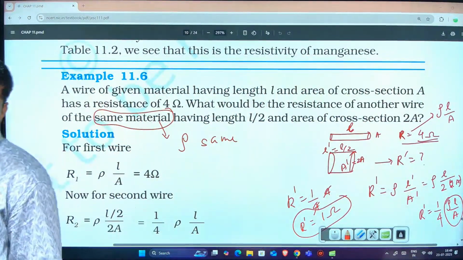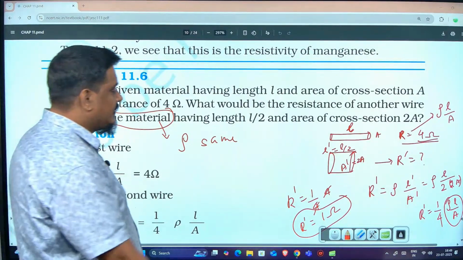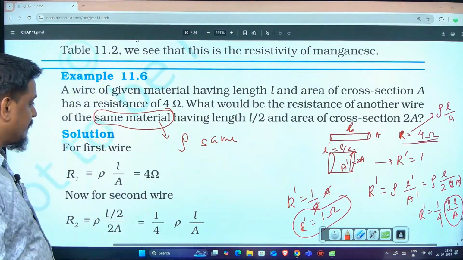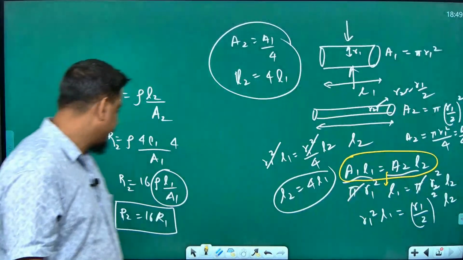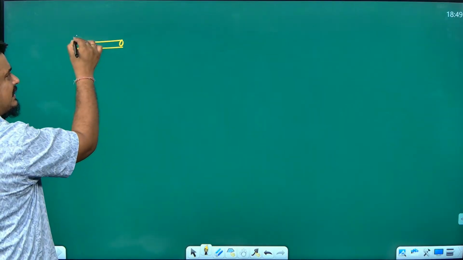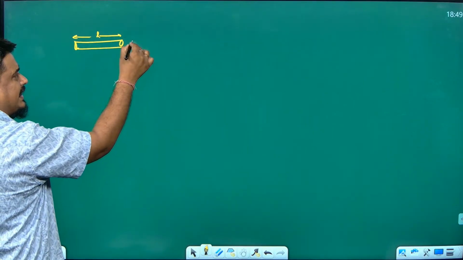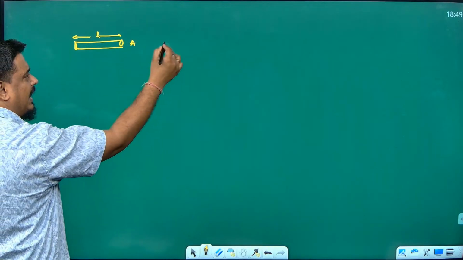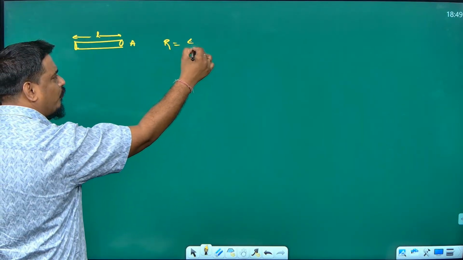I will repeat once again. See, I am repeating it once again. Please pay attention. I am coming to the board and repeating. So what is given in this question? They gave a wire and they said that its length is L, its area of cross section is A, and its resistance is equal to 4 ohm.